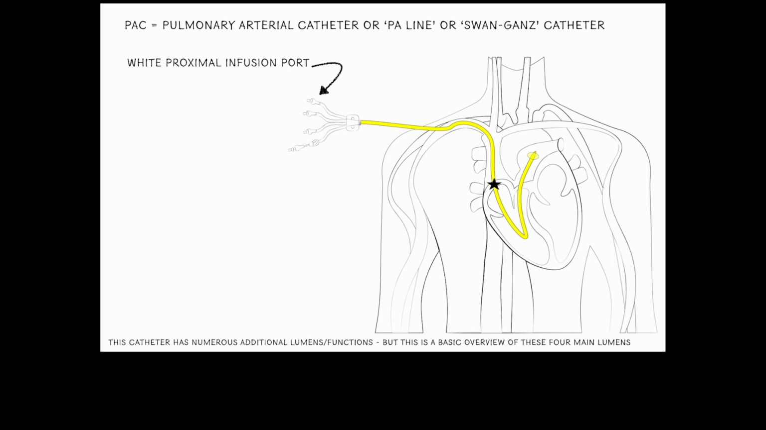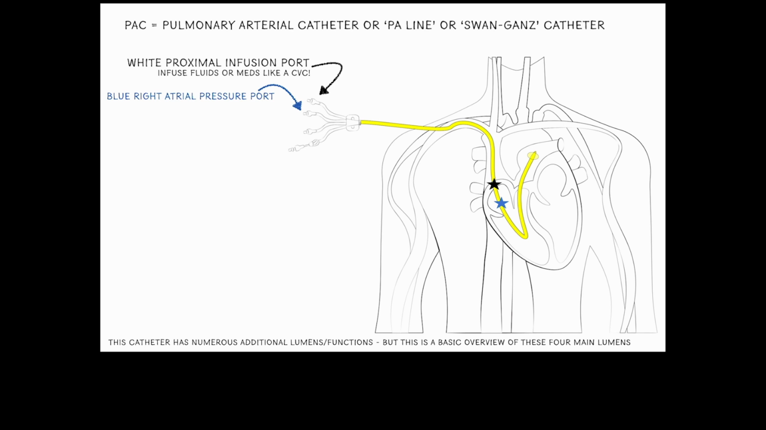But this is actually going to end 31 centimeters away from the tip of the catheter. So we're going to use this port to infuse fluids or give medications just like we would as a central line. And our next port is going to be our blue right atrial pressure port. We use this port just like transducing an arterial line. So this one we're going to transduce. So this is going to end 30 centimeters away from the tip. So it ends right here in this right atrium. It can potentially end in the superior vena cava, but this is just like our CVP line.